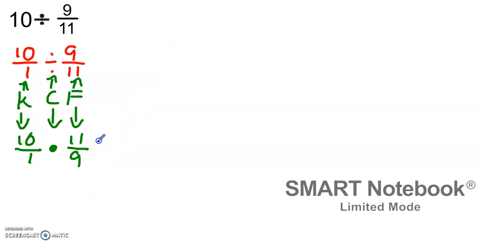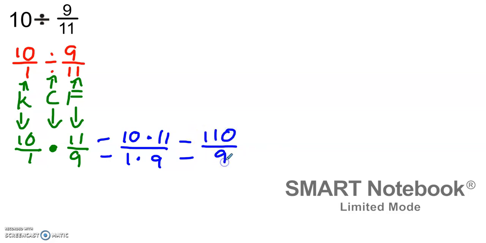Now after I do the KCF, I just multiply straight across, so I'm in step 3. So my numerators are 10 and 11, so I'm going to multiply 10 times 11. My denominators are 1 and 9, so I'm going to multiply 1 times 9. All right, so 10 times 11 is 110, and 1 times 9 is 9. After I multiply, I can move into my next step, which is to simplify.